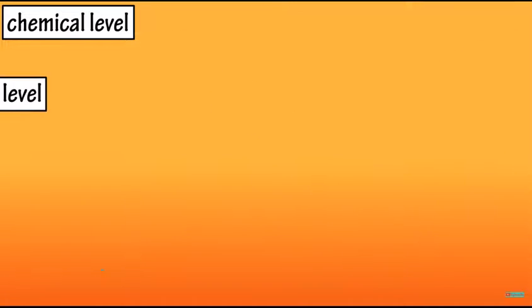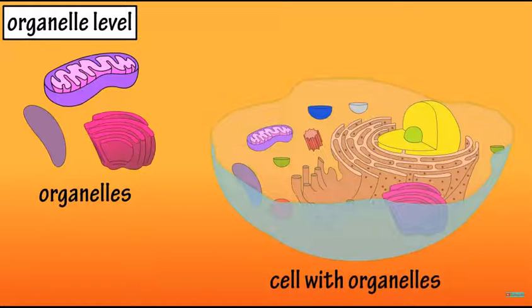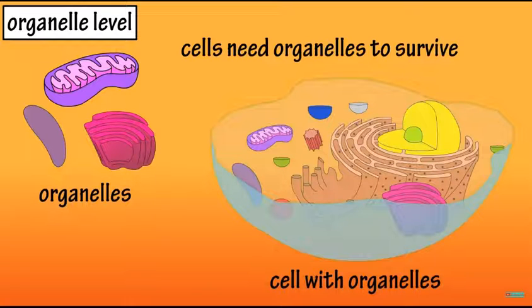The next level of organization in the body is the organelle level. Organelles are made up of chemical groupings, and they are tiny organ-like things that are in cells. Organelles have specific functions in cells, and they cannot live outside of cells. And without organelles, cells cannot survive. The cellular level is next.